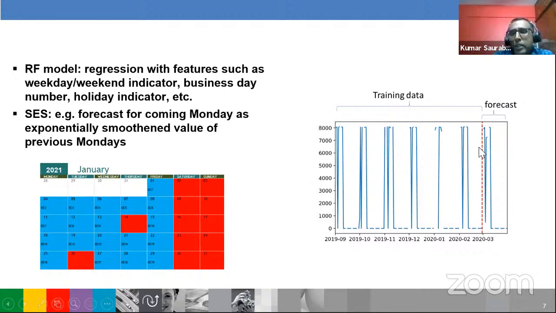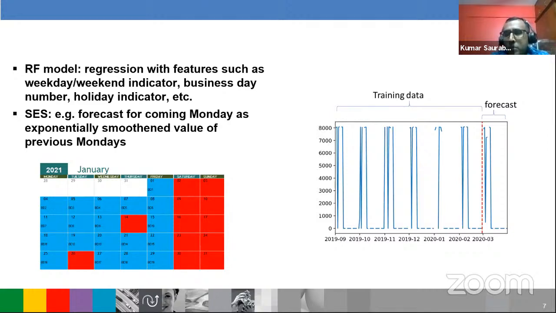So with the training data to the left of this red line, it was able to forecast, and this is how the forecast would look. And this looks very similar to what we see in the training data. And when we validated, we saw a MAPE value. So MAPE is a metric, mean absolute percentage error, right?